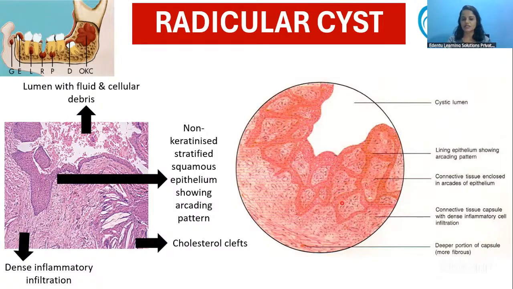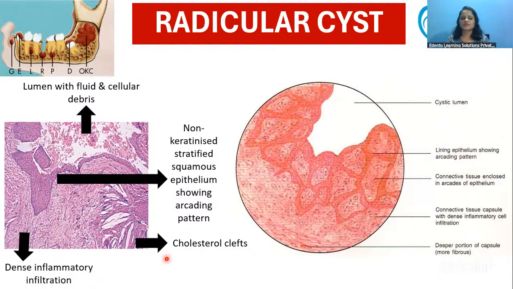Okay, so this is the arcading pattern of the radicular cyst. Arcading pattern means the epithelium will be continuously proliferating into the connective tissue, and the connective tissue islands will get entrapped in between this epithelium. That will create an arcading pattern like this. And in the connective tissue, since it is an inflammatory cyst, lots of inflammation will be seen, and sometimes cholesterol clefts like this. Empty needle-like spaces like this will also be seen in the radicular cyst.